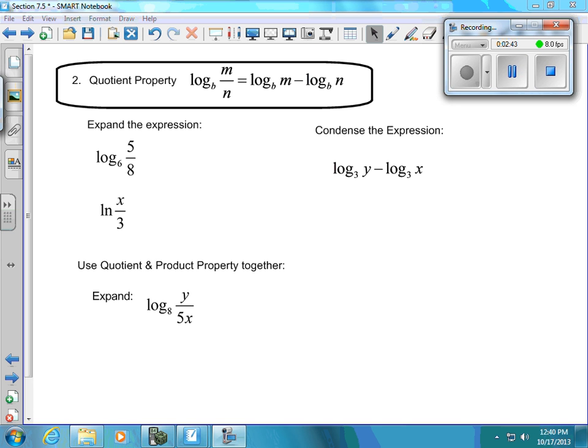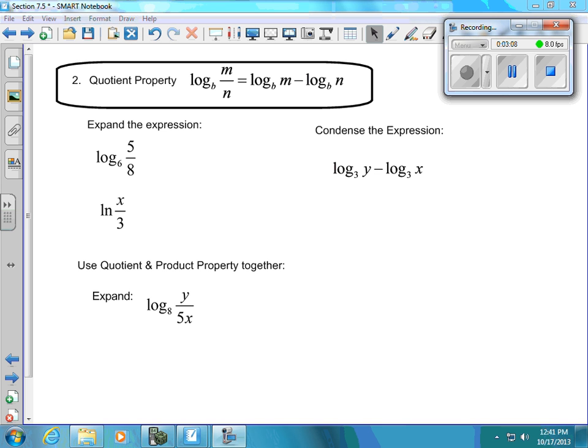Quotient property, that means you have a fraction. We can work both ways to expand or condense an expression as well. If you go left to right, then you're expanding. If you go right to left, you're condensing. But if I have a ratio inside of a logarithm of base b, I can separate it by subtracting log base b of m minus log base b of n, or vice versa. If they're being subtracted, I can rewrite it as a quotient.